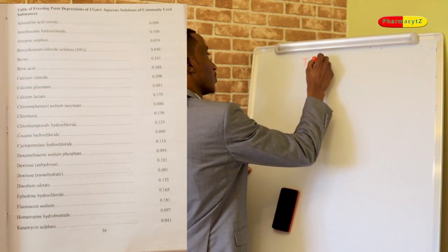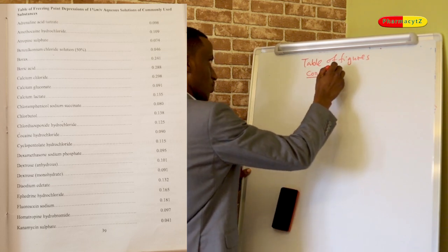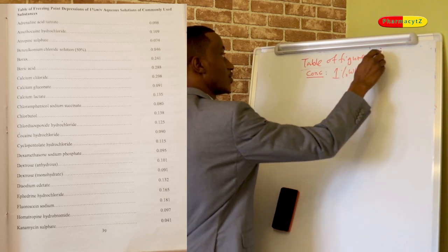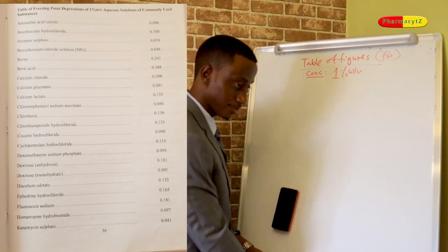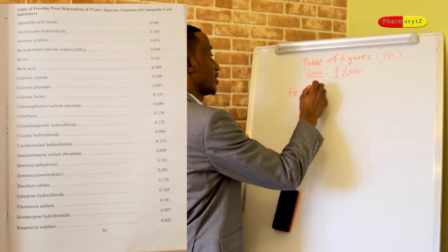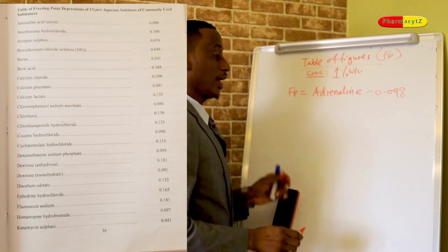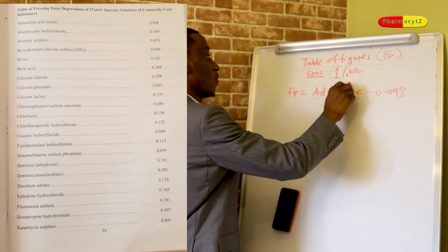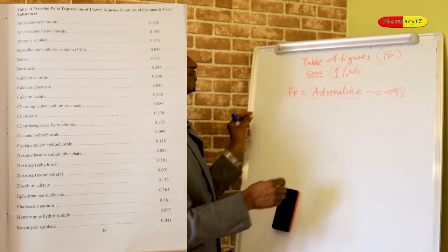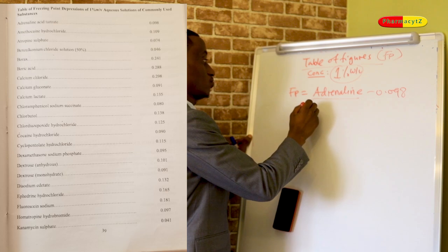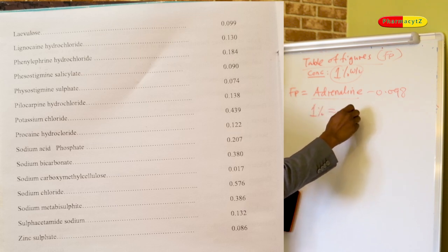So this table of figures was calculated when the concentration of these was 1% weight in volume. The freezing points of these substances were determined when it was 1%. For example, the freezing point of adrenaline acid, which appears on the topmost, is 0.098, and this was calculated when the concentration of adrenaline was 1%. So if it happens that adrenaline is maybe 2%, then you do it by proportion. This is a simple logic: when adrenaline was at 1% concentration, the freezing point was 0.98.